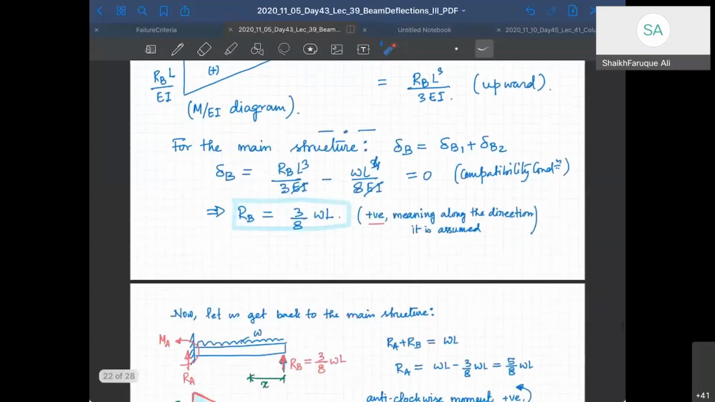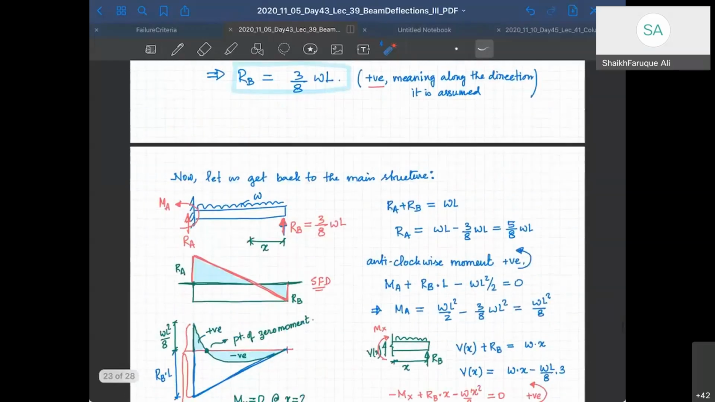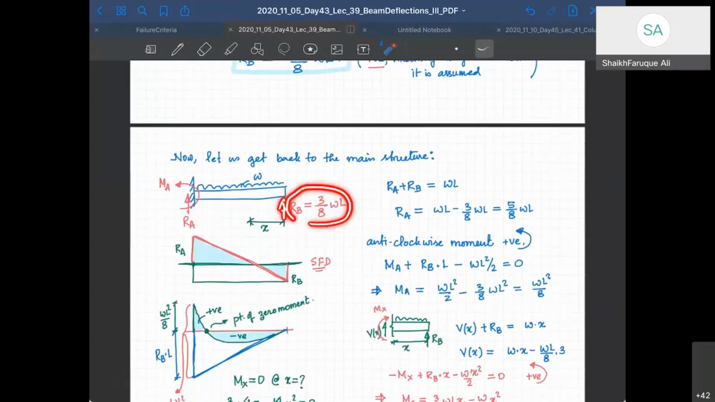Now, once you put RB as upward and you know the value of RB, it is easy to solve. Use your equilibrium equations to solve for RA. So RA is going to be WL minus 3/8 WL, so it's going to be 5/8 WL. And use your moment equation, with anti-clockwise moment as positive. You get your MA as WL square by 8.